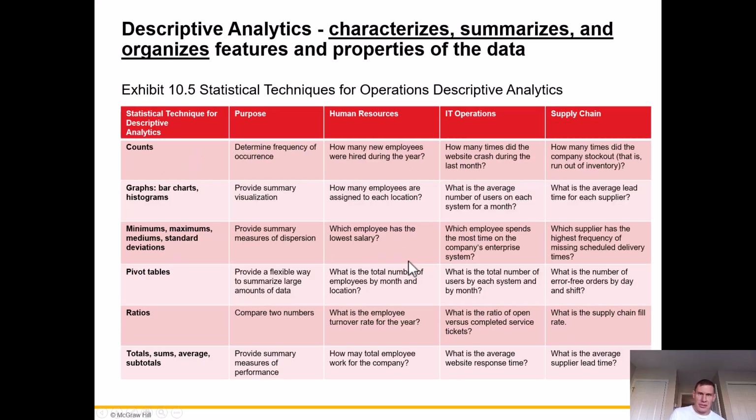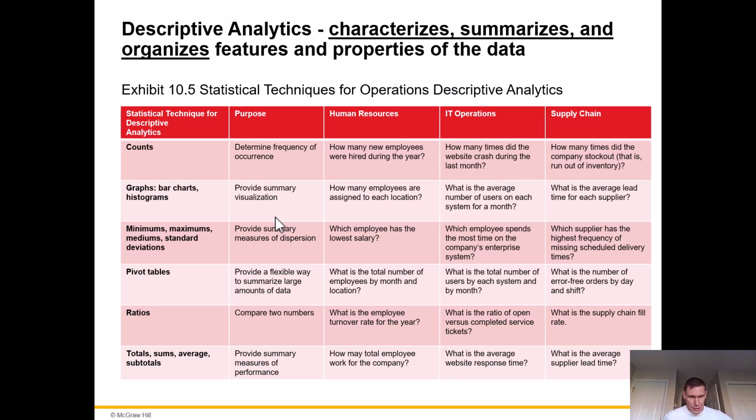And then for descriptive analytics, again, characterizes, summarizes, and organizes features and properties of the data. So just to pick a couple from here, if we pick, say, graphs, bar charts, histograms, so the purpose is to provide a summary visualization. How many employees are assigned to each location? What's the average number of users on each system for a month? And what is the average lead time for each supplier?